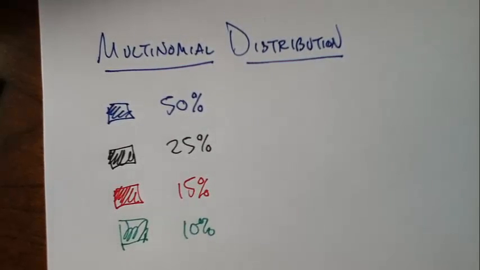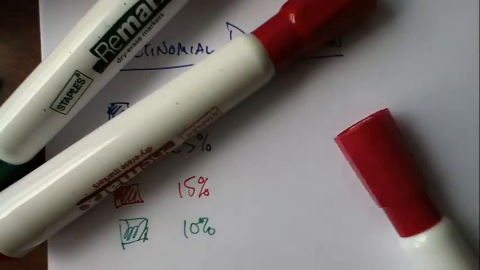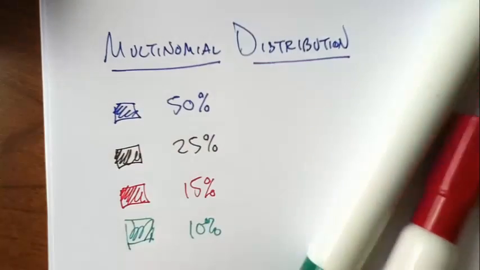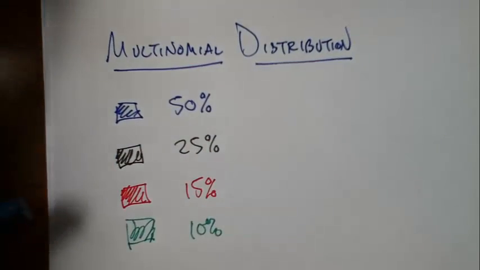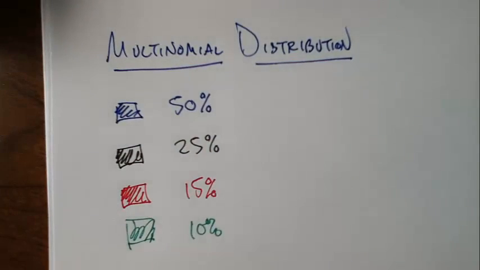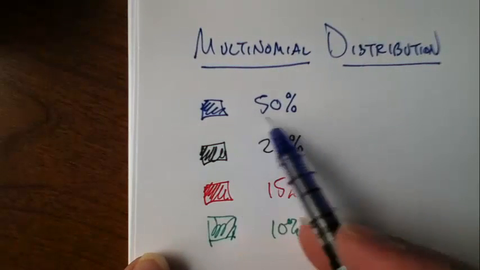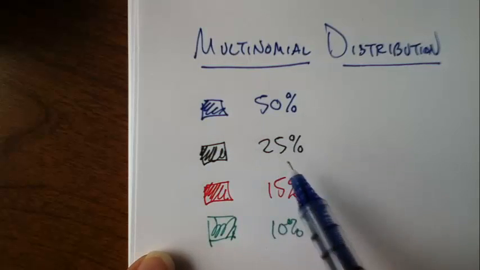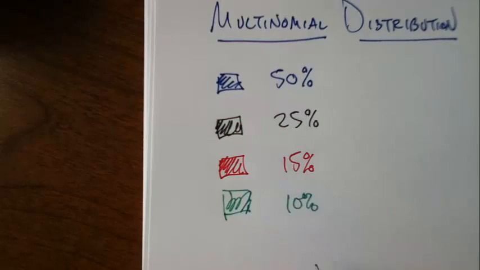Okay, so it turns out I am a hoarder. There, I admit it. I have lots and lots of blue pens and red pens and green pens and black pens. Now, it turns out half of my pens are blue, a quarter of my pens are black, 15% of my pens are red, and 10% of my pens are green.